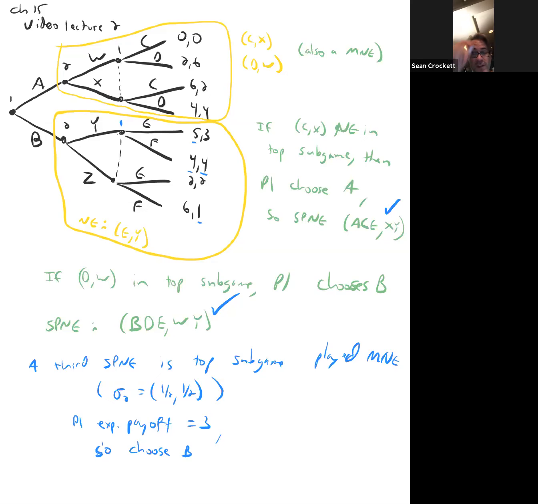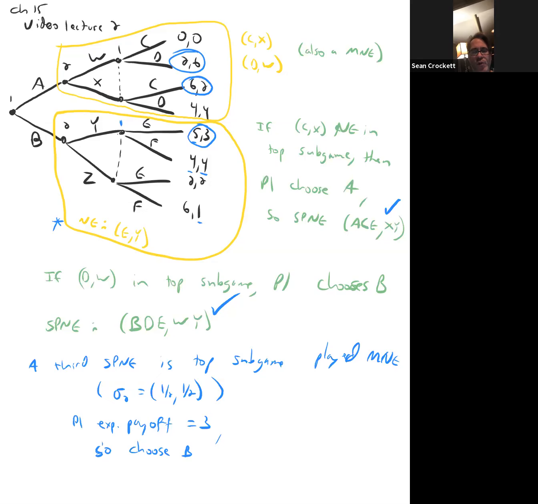So if you put that subgame into a matrix, it's a 2x2 matrix, and you'll find that YE, let's make sure I got that right. Yes, YE is the unique Nash equilibrium of this subgame. But in the top subgame, there are two pure strategy equilibria. This one, CX, and this one, DW, are both equilibria.